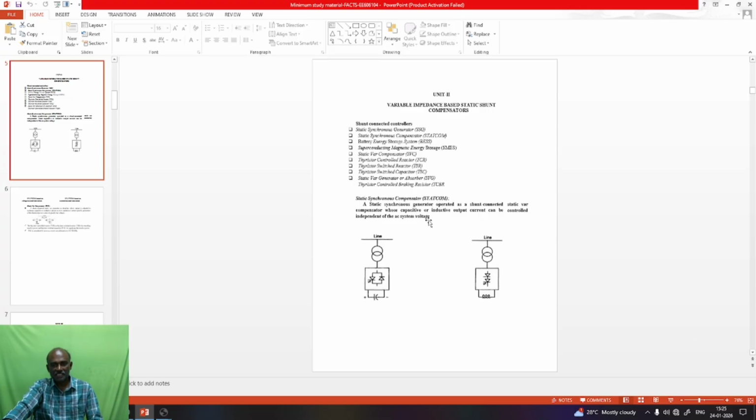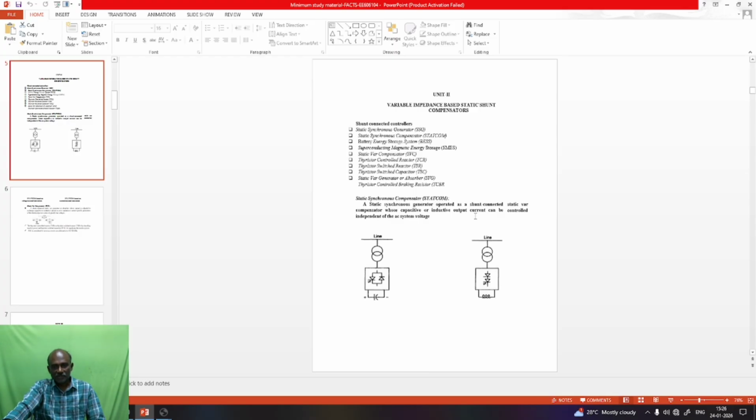The first one, static synchronous compensator, abbreviated as STATCOM. It is a FACTS device, used for compensation. Compensation here is mainly reactive power compensation. In addition to that, using this STATCOM, we can compensate the real power too. Having a battery energy storage here, we can have the backup of real power, so that we can use the required real power for the transmission system.